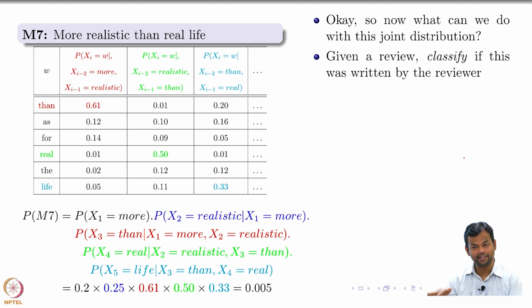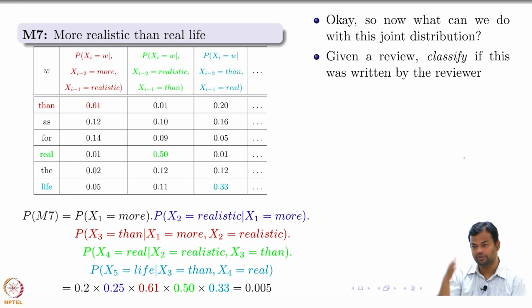Of course, it requires some domain knowledge to know whether 0.005 is good enough or bad, because it's a product of many factors. So even 0.005 is not bad actually. It's going to be a good value. All these are decimals between 0 and 1, so you are multiplying 5 or 6 values, all of which are between 0 and 1. So 0.005 is actually not bad. So perhaps this is written by that author.